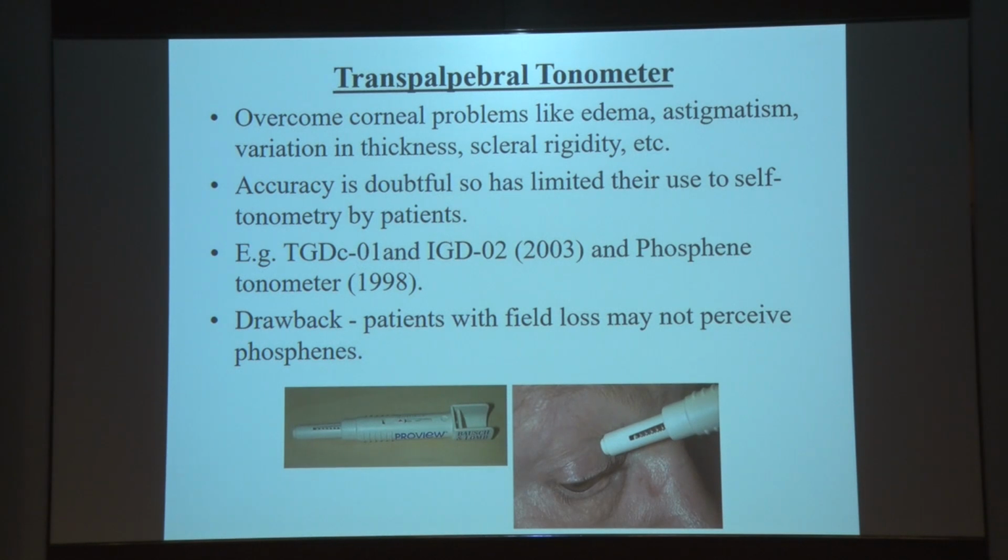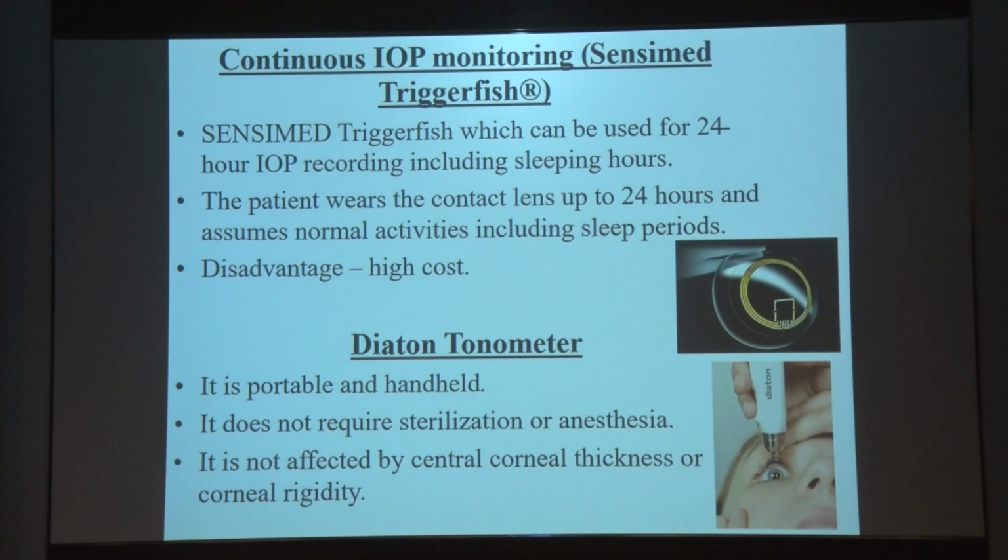The transpalpebral tonometer is not very commonly used. It is basically used by patients for self-tonometry. And the drawback is that patients with field loss may not perceive the phosphenes that are seen in this tonometry.